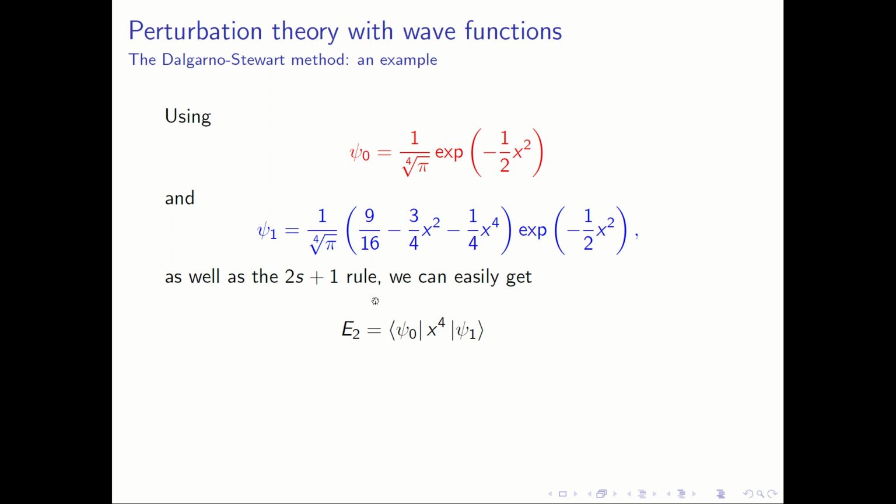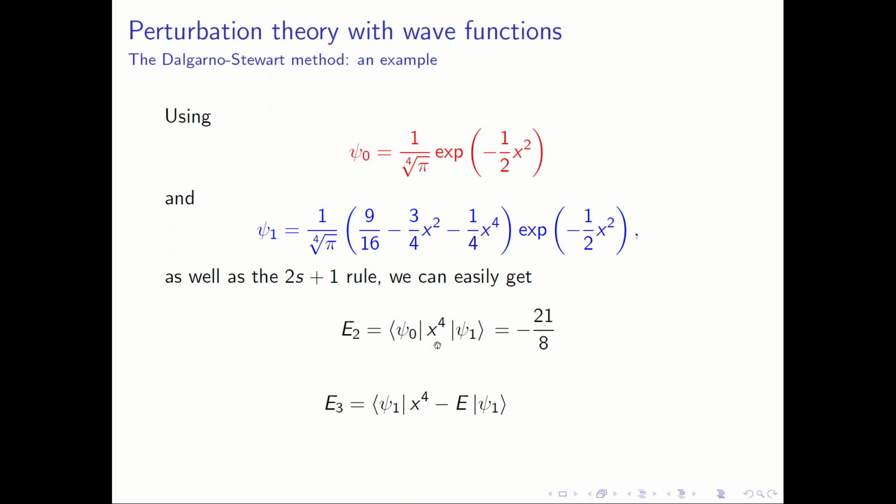E2, the second order energy correction, is given by this. So now that we know psi0, we know psi1, we know x to 4 of course. This is a matter of simple integration and ultimately a simple Gaussian integral, and you can easily do the calculation and end up with the same result, minus 21 by 8 that we had obtained a while ago.